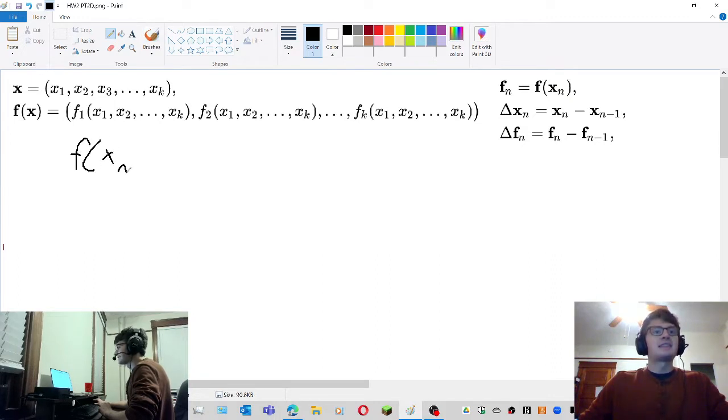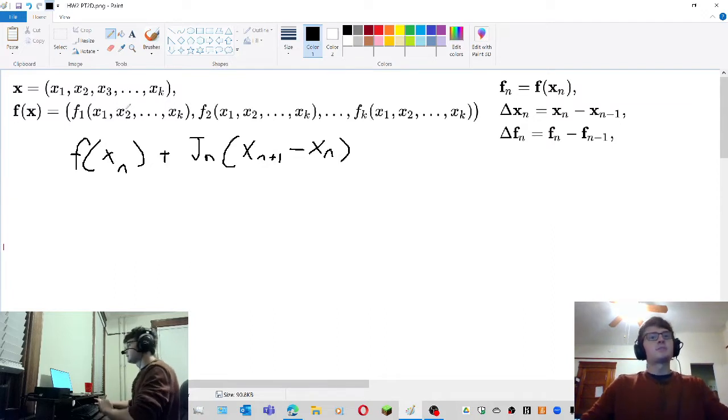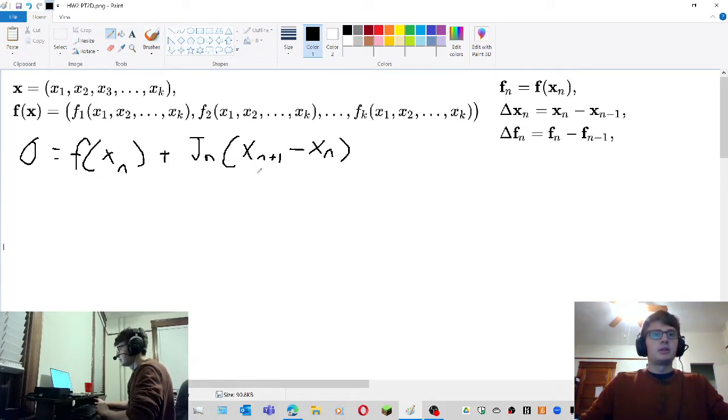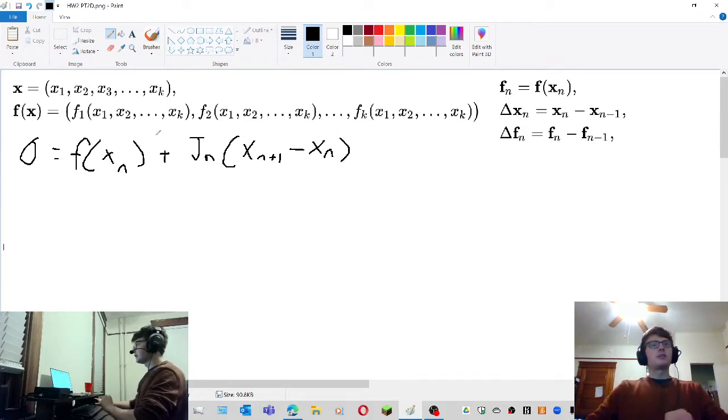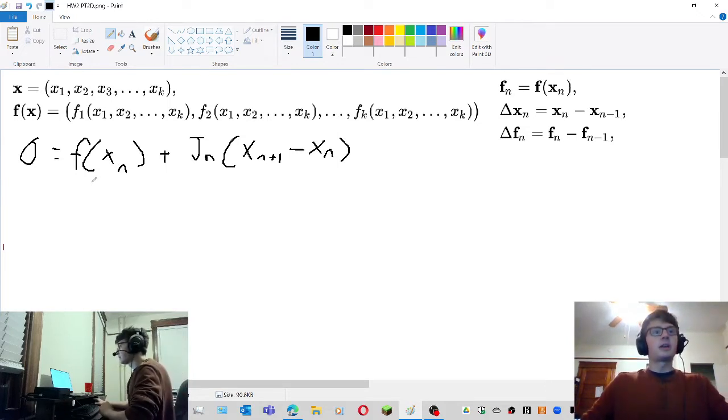With all this in mind, if I take f evaluated at x_n, and add to it the Jacobian evaluated at x_n times the difference between x_n plus 1 and x_n, then if I had done Broyden's method correctly and x_n plus 1 was my final guess, that would just be equal to 0, right? Of course, as we saw in the last video, that's not the way it always works out.